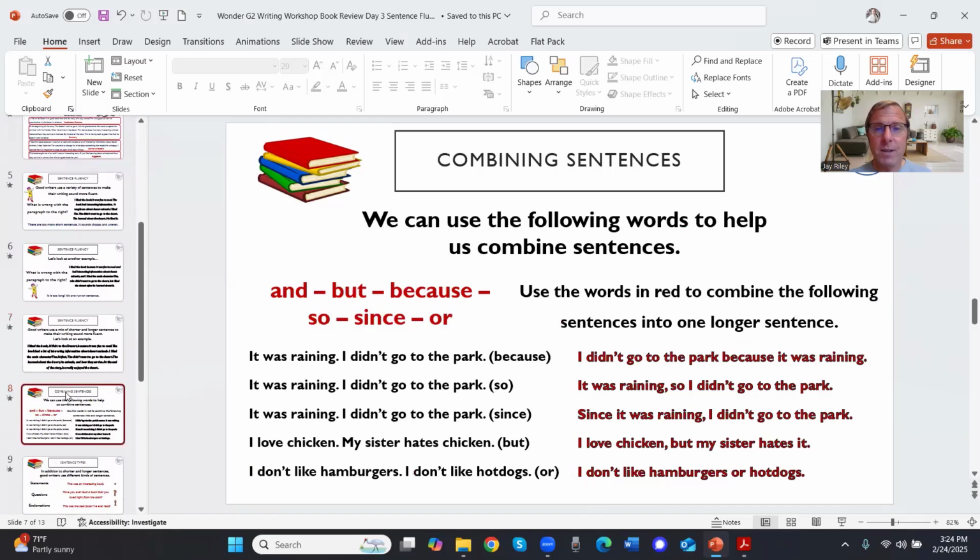So that's just terrific. So I like to work through a sentence level exercise where my students get the opportunity to combine sentences using these words here: and, but, because, so, since, or. Okay, and they've got a word that they're going to use to join these two sentences, and they've got two simple sentences that they are going to combine.